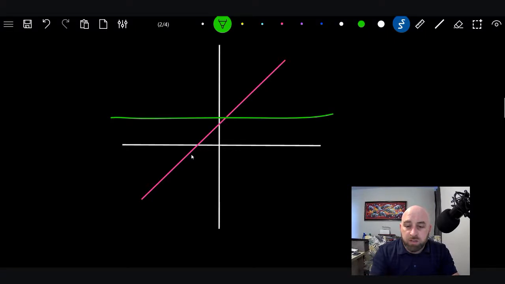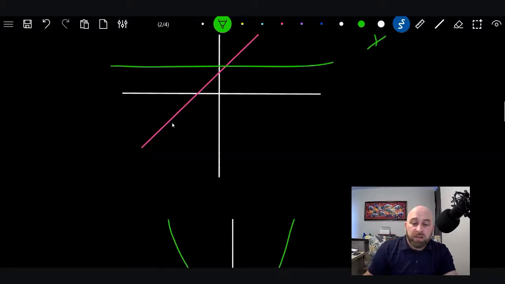So this one is a function. Actually, instead of function, let's call this one-to-one. I'll call it 1-to-1. So this is a one-to-one. Now let's check out this one.